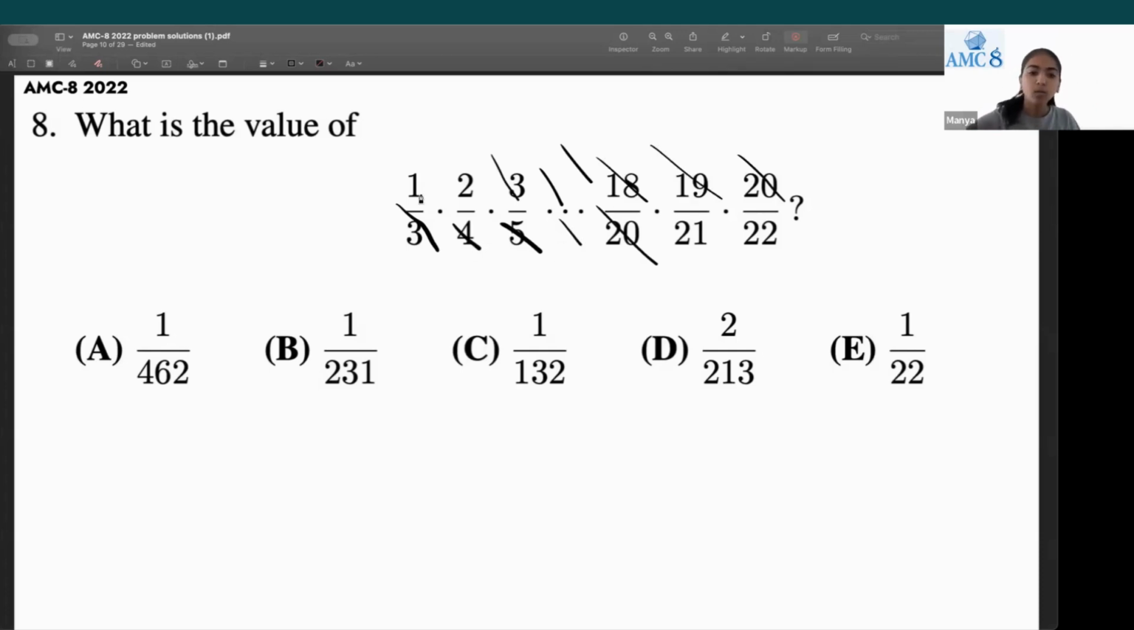And so we're going to be left with 1 times 2 over 21 times 22. Well, what's 21 times 22? We can just solve this right here. So 21 times 22.